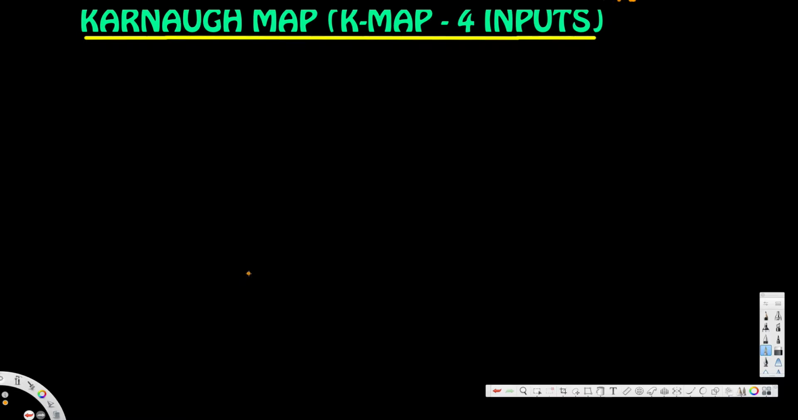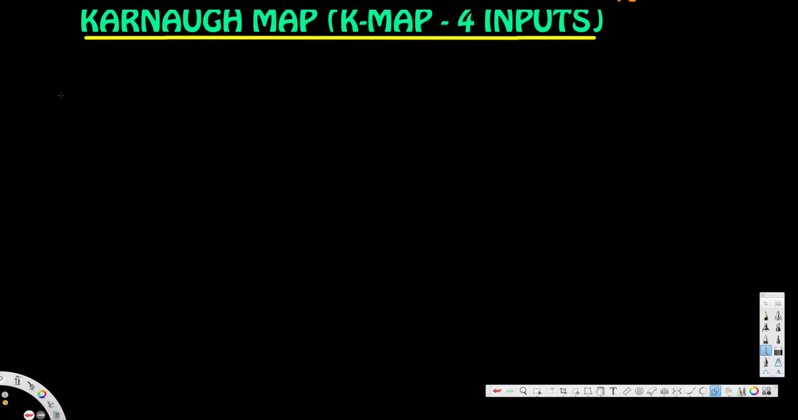What's going on, guys? In this video we are going to talk about 4 input K-maps. Now before we go and do a problem on that, let's look at the locations of the 16, because we are going to have 2 power 4. Since it's 4 inputs, we are going to have 2 power 4, 16 boxes. So we have to know the location of all the 16 boxes.